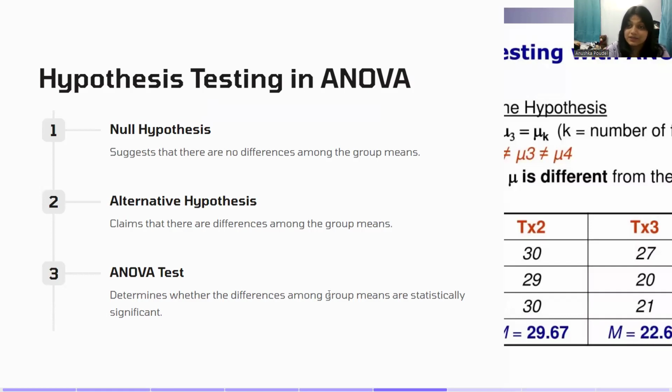If the null hypothesis is rejected, we have another hypothesis known as the alternative hypothesis, claiming that there is a difference among the group means. That means the means are significantly different from each other. Let's look at the ANOVA test, which is the analysis of variance. It determines whether the differences among the group means are statistically significant. So we assume these types of hypotheses, go about our procedure, and then identify whether the means are significantly different from each other or not.